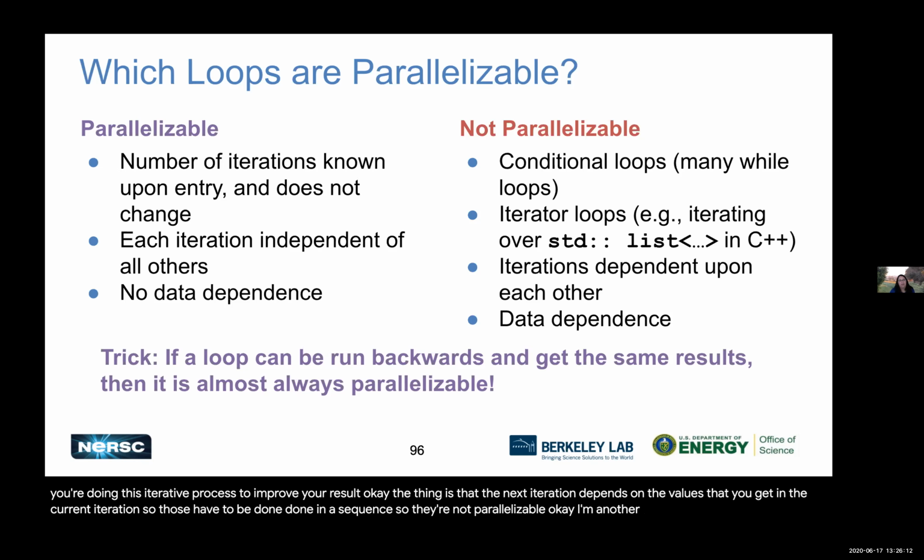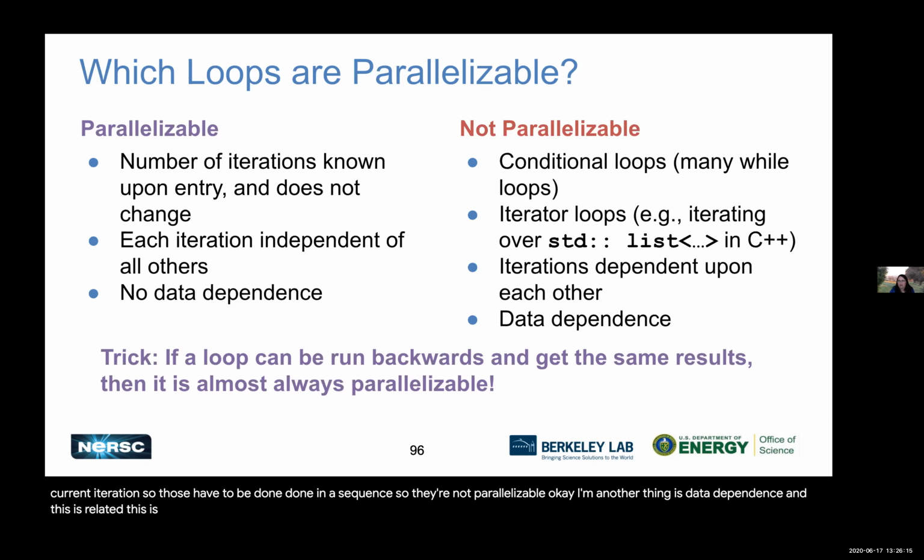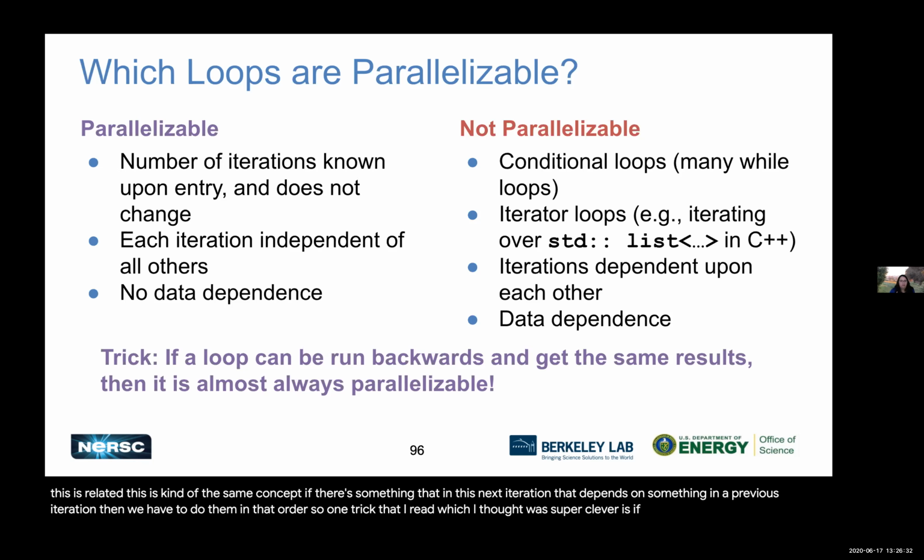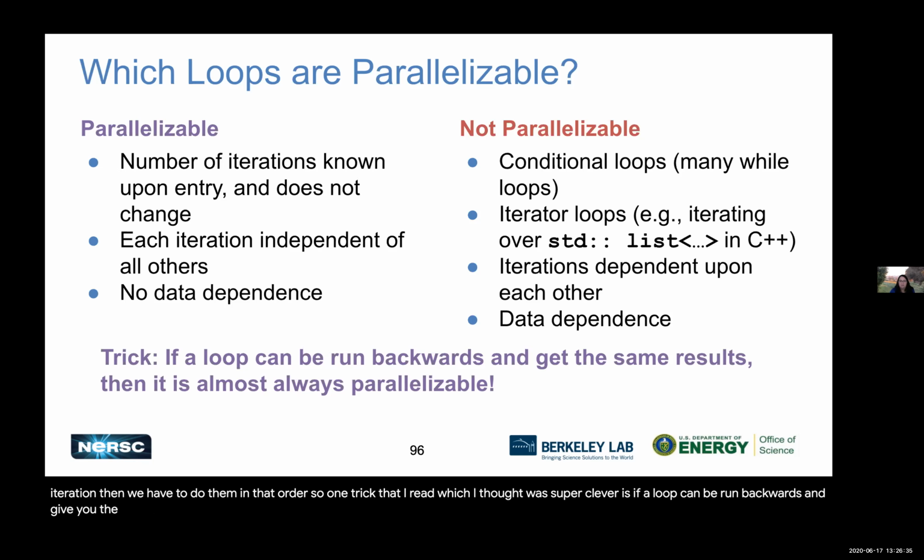Okay, another thing is data dependence, and this is related. This is kind of the same concept. If something in the next iteration depends on something in a previous iteration, then we have to do them in that order. So one trick that I read, which I thought was super clever, is if a loop can be run backwards and give you the same results, then it is almost always parallelizable. If you think about this conditional loop where you're iterating and trying to reduce the error, you cannot run that loop backwards. So of course it's not parallelizable.